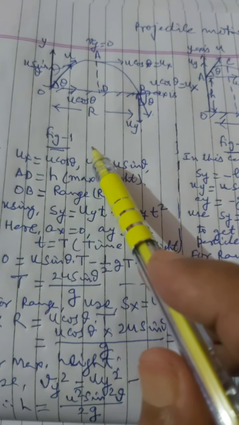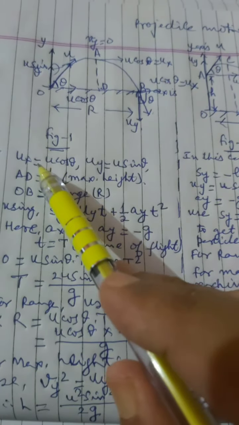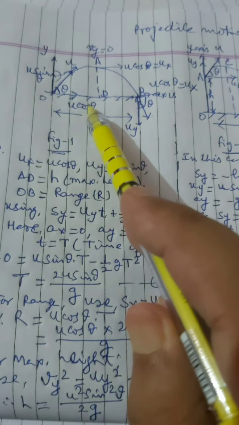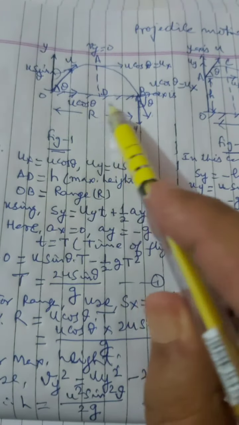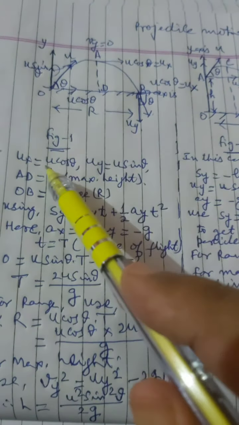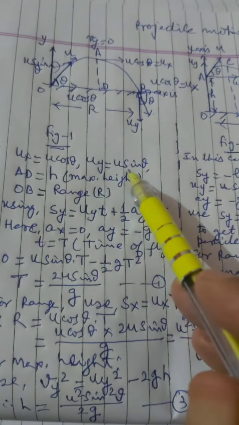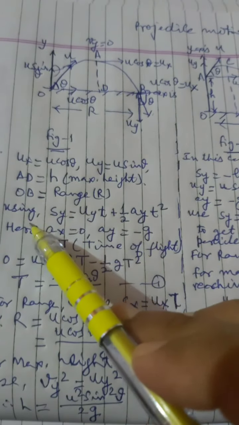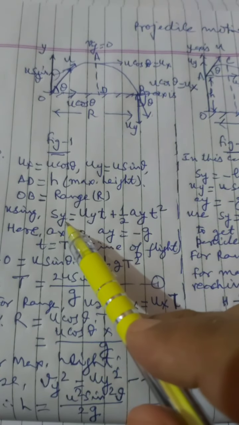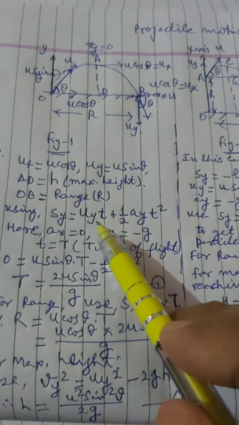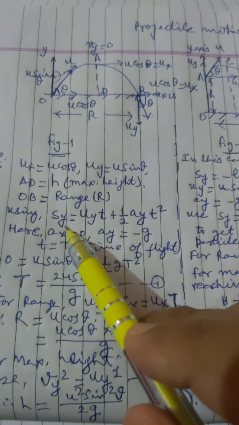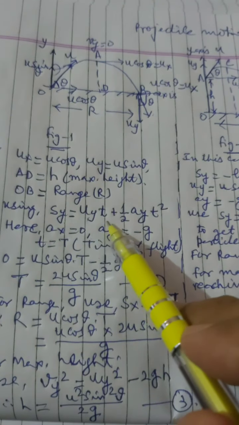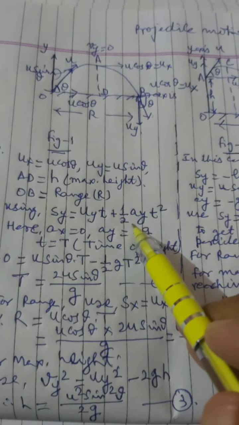So in this figure 1, here just resolve vector u in x component and y component, make this x axis and y axis. So ux is equal to u cos theta, uy is u sin theta, AD is equal to h, that is maximum height, OB is equal to range. Then using the formula, S is equal to ut plus half at square. So for vertical displacement, Sy is equal to uyt plus half ayt square.